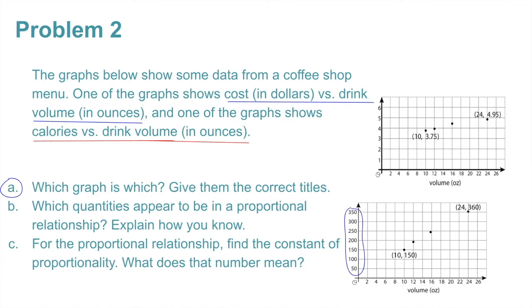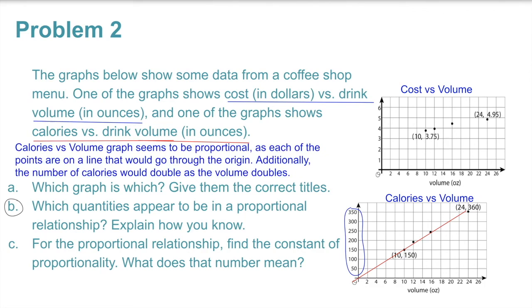Well, these numbers must stand for calories, because I couldn't imagine paying $50 to $350 for coffee, so it would make sense that these numbers represent calories. I'm going to call this the calorie versus volume graph, and the one above it will be cost versus volume. B. Which quantities appear to be in a proportional relationship? Explain how you know.